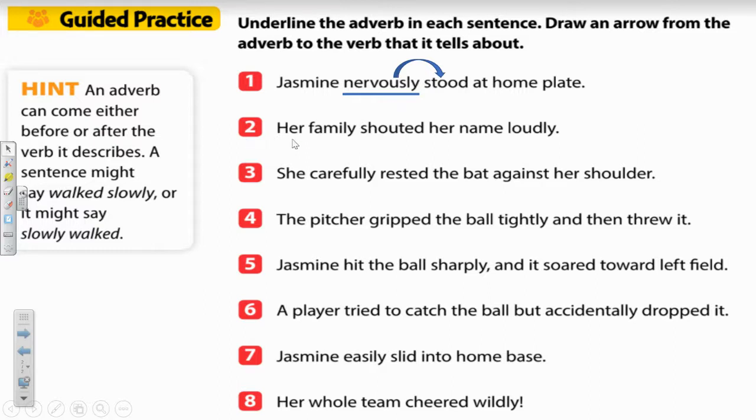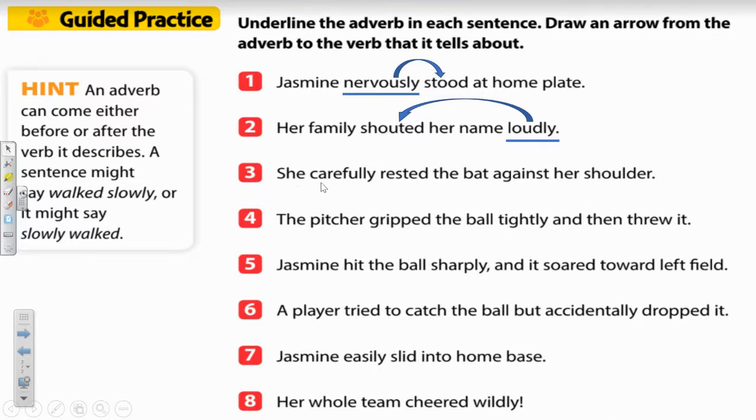Number 2, her family shouted her name loudly. I see another obvious one that ends with ly. Underline the adverb loudly. Now you have to think, what was done in a loud way? What's the action? Yeah, shouted. So you have to draw your arrow a little further back there to the verb shouted.